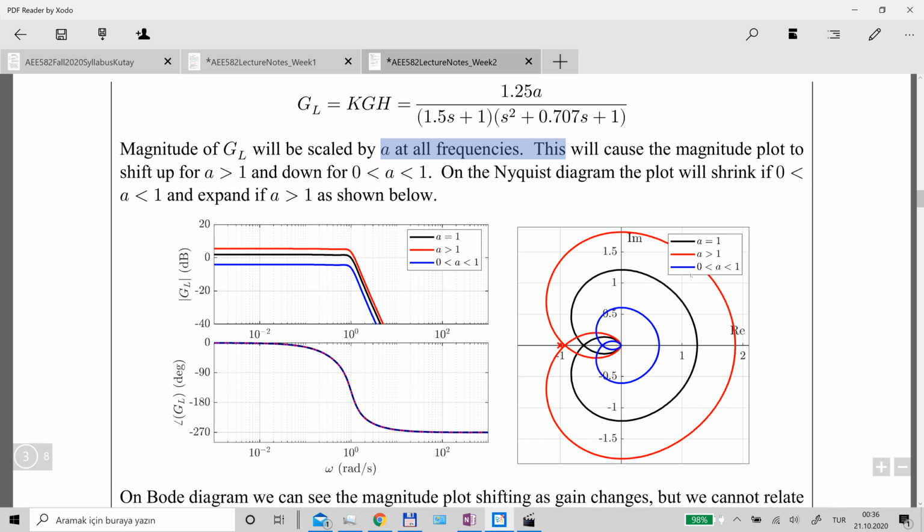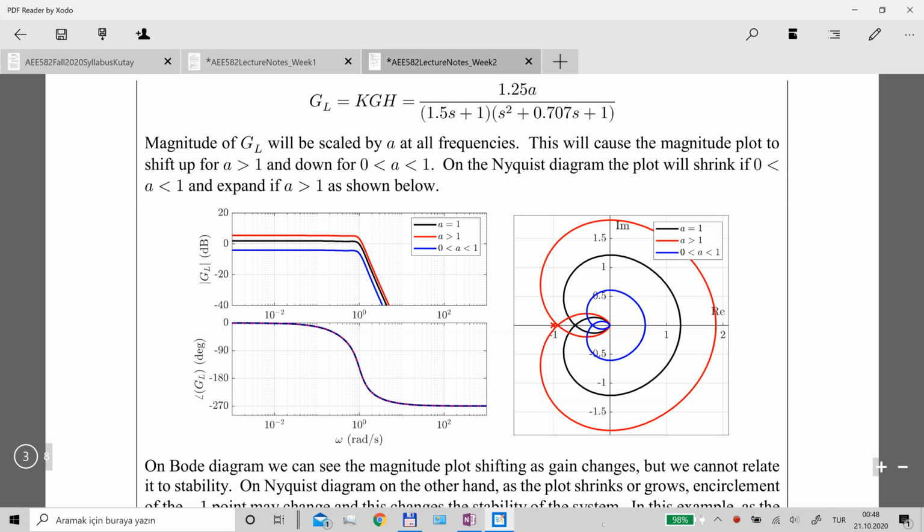And that shift occurs at every frequency, which means the entire Nyquist plot will grow. On the other hand, if a is a positive number less than 1, in that case, it will cause a reduction of the magnitude. On the Bode plot, you see that the magnitude plot is shifted downwards to this blue one. Again, there's no change in the phase plot. And on the Nyquist plot, this time for every point, the magnitude is reduced by a certain scalar, the same scalar at every frequency, which means the entire plot will shrink to this blue curve.